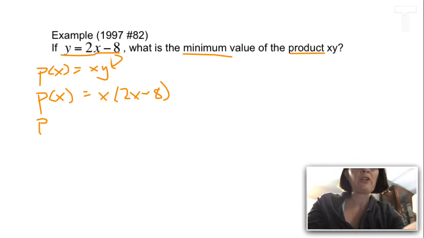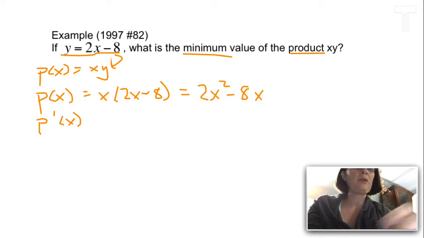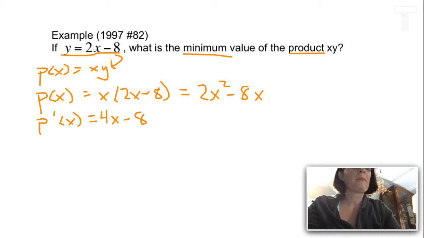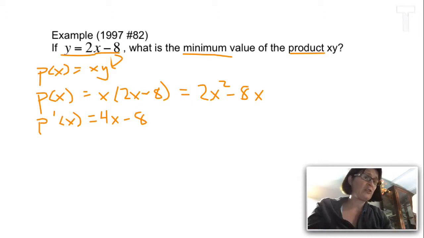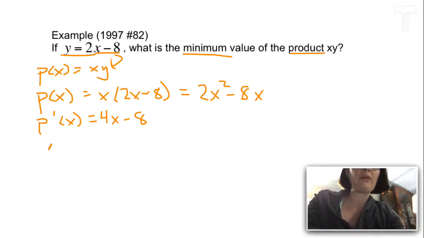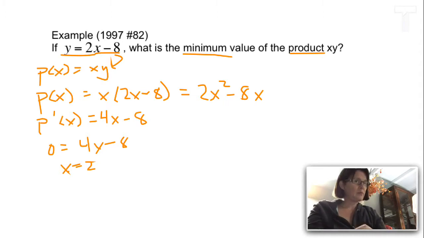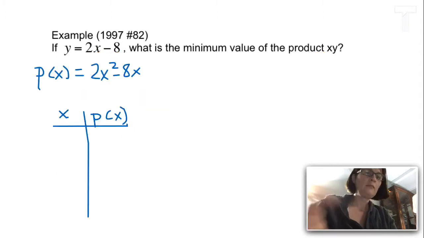So to get critical points, I need p prime of x. Ooh, probably would have been easier if I multiplied this out first. This is 2x squared minus 8x. So p prime of x is 4x minus 8. Again, this is linear, so I'm never going to have a p prime of x that's undefined. I'm going to get one critical point when I set p prime equal to 0. I'm going to get x equals 2. And now I'm ready to make my table of values.